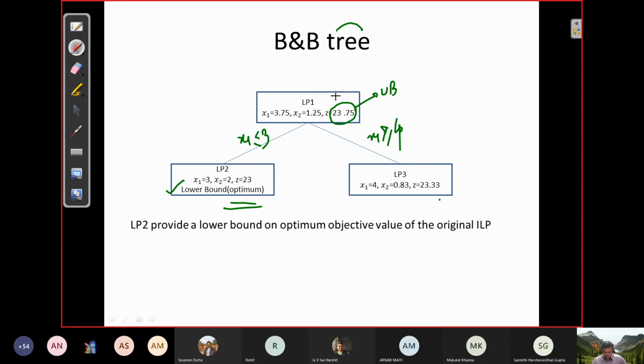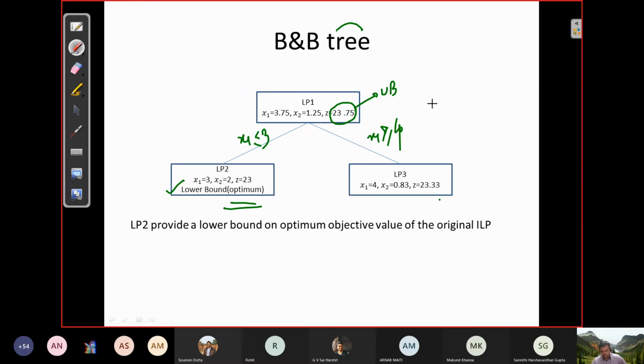Similarly, you can also choose to explore the right node first and then the left node, right? So for example, LP1 and you got this LP2 and LP3, then you first solve LP3 and then you come back to LP2, right? Here I have chosen left first and then right. You can choose right first and then left.